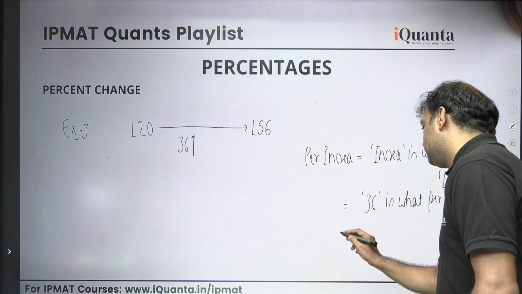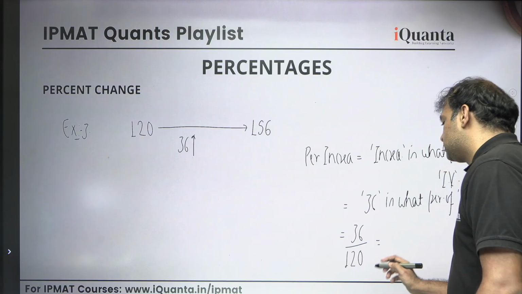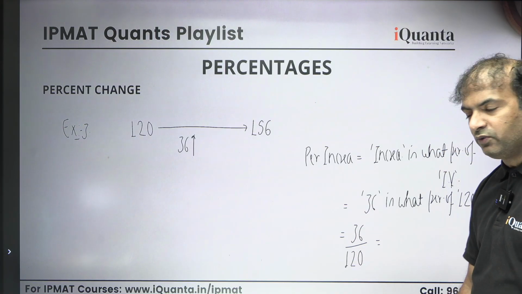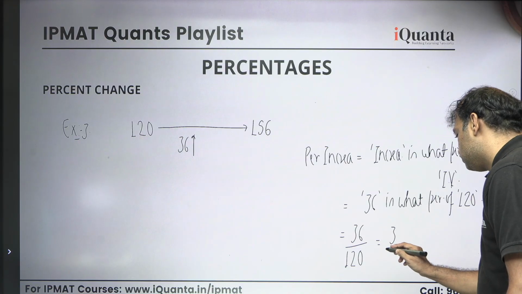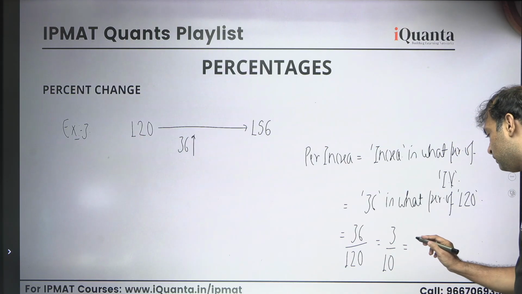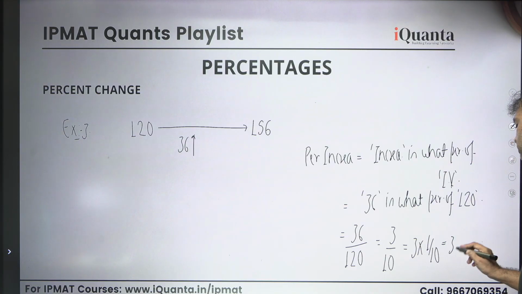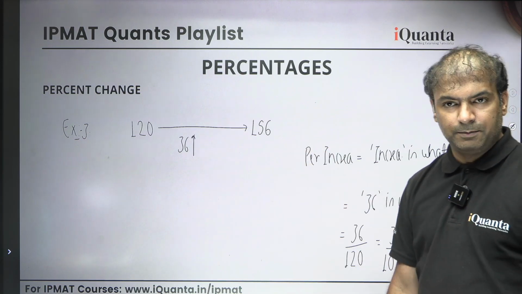So we can say here 36 upon 120, and let's try to simplify this a bit. They are both divisible by 12, so this will be 12 threes are 36 and this will be 12 tens are 120. Now this is 3 by 10. We all know that 1 by 10 is nothing but 10%, so 3 into 1 by 10 has to be 30%. That means the percentage increase in this case is nothing but 30%.